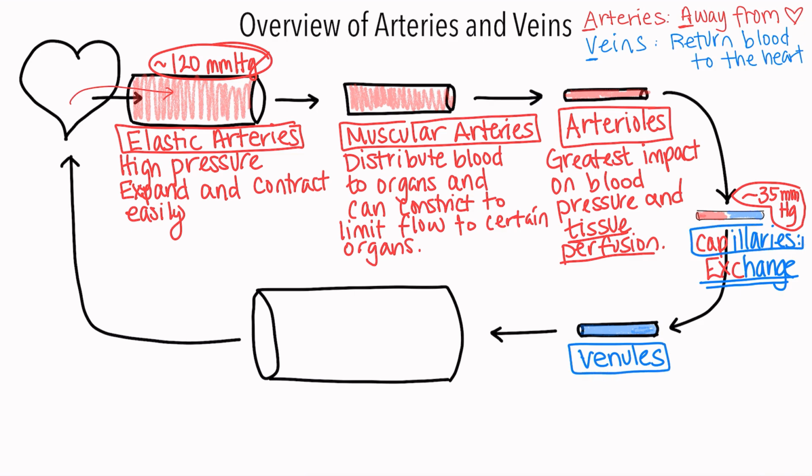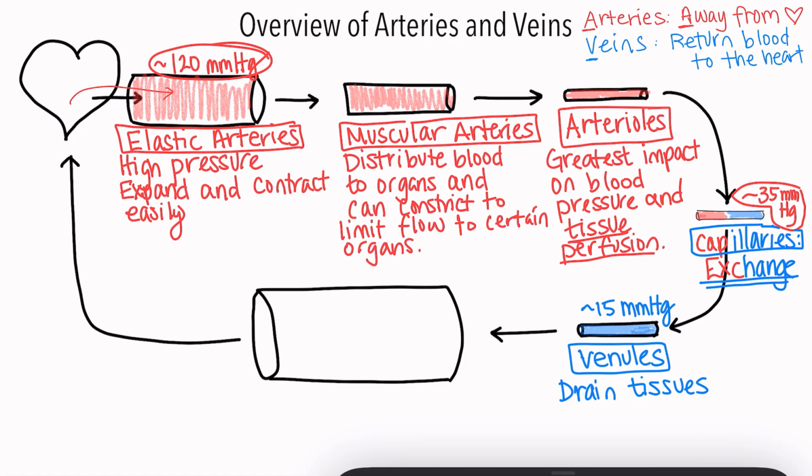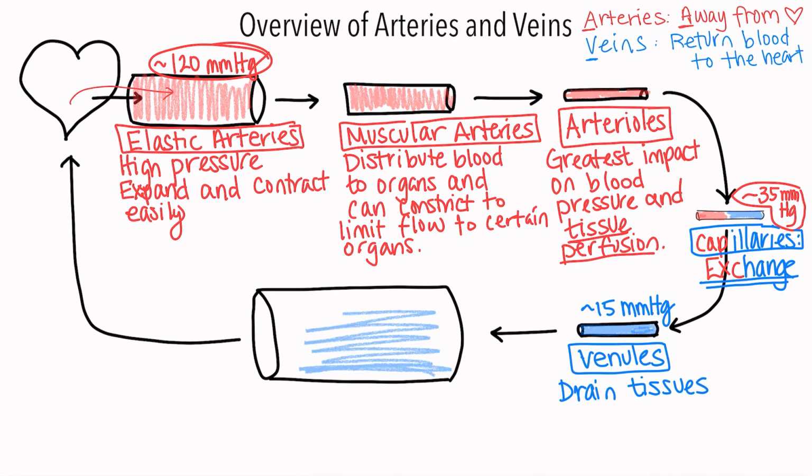I'm putting a box around the capillaries. So the venules might be somewhere around 15. So see how we just keep dropping? It's got to have just enough pressure to just barely make it back to the heart. So these drain the tissues. I purposely made this huge vein really big like this. These large veins are big and floppy and extremely low pressure.